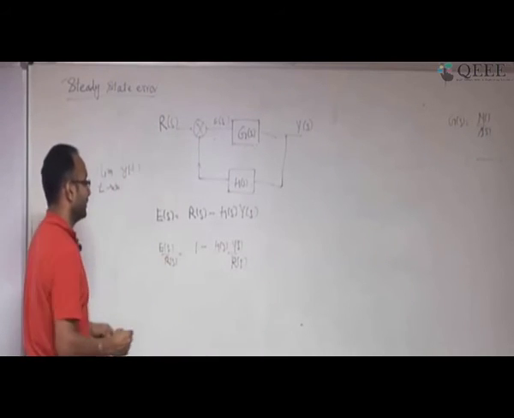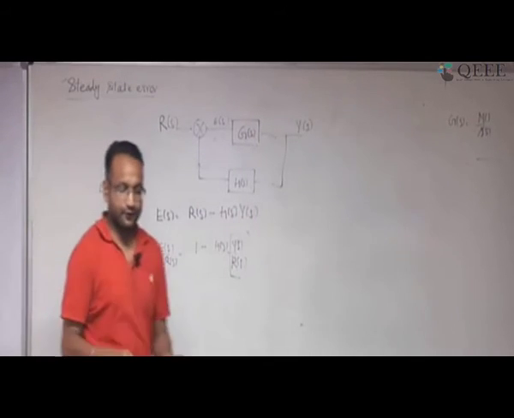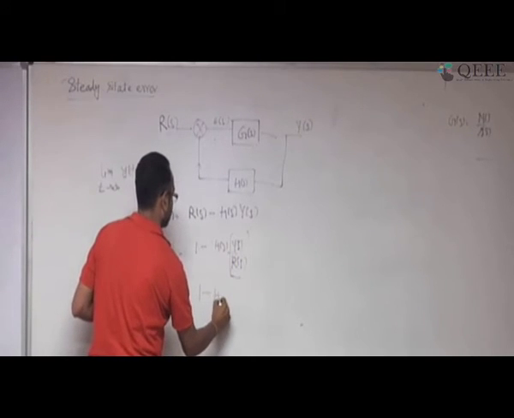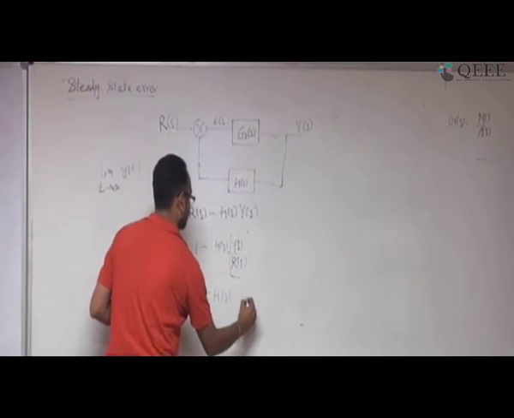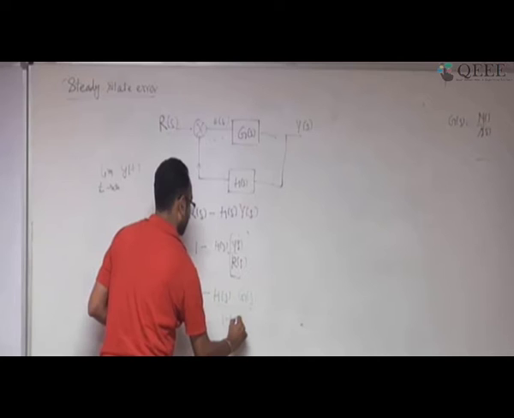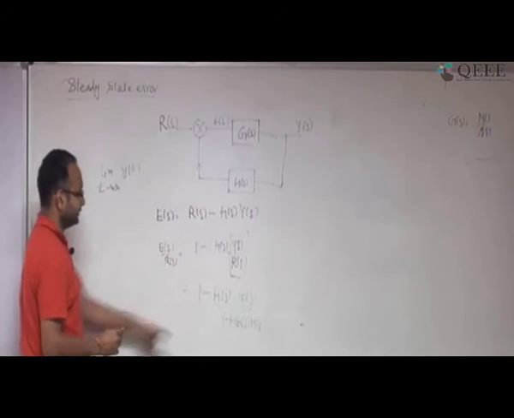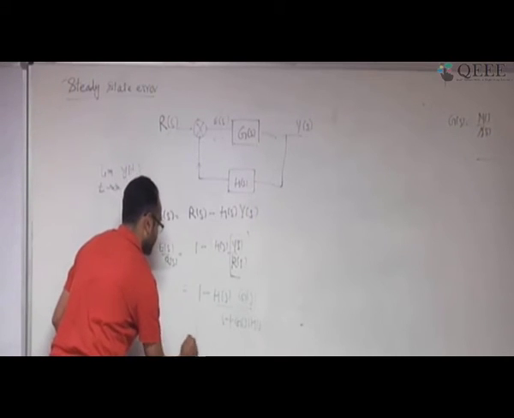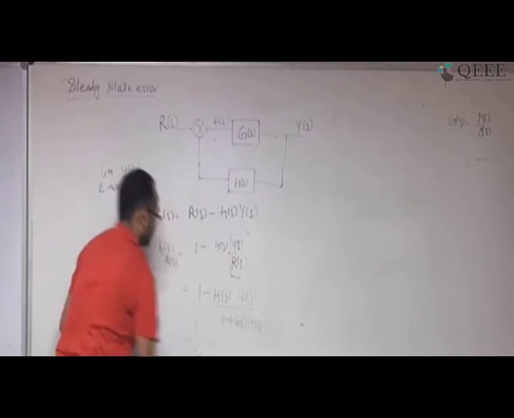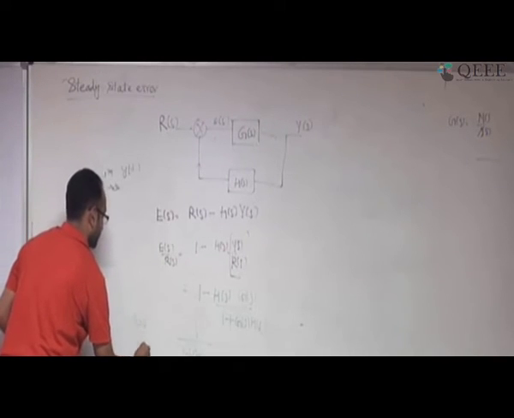Okay, so this is going to be 1 minus H of S, Y of S over R of S. Now what is this? Y by R is your transfer function. So I can write this in a form equal to 1 minus H of S, E of S, over 1 plus E of S, H of S. Okay. If you solve it, this term will get cancelled out. I am going to get 1 by 1 plus E of S, H of S. So this is going to be E of S over R of S.